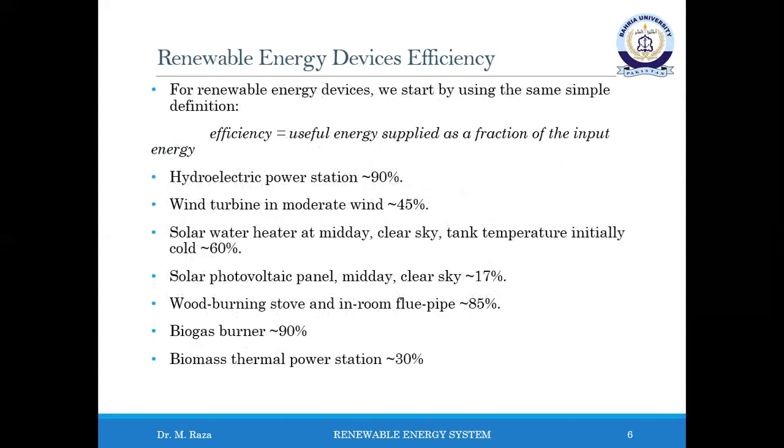For renewable energy devices, we start by using the same simple definition, that is, efficiency is equal to the useful energy supplied as a fraction of the input energy. Thus, hydroelectric power plants, including electricity to grid or initial potential energy of piped water onto the turbine rotor, have approximately 90% efficiency. Further, downstream water passes with very little energy as it drops away from the turbine into large open areas.